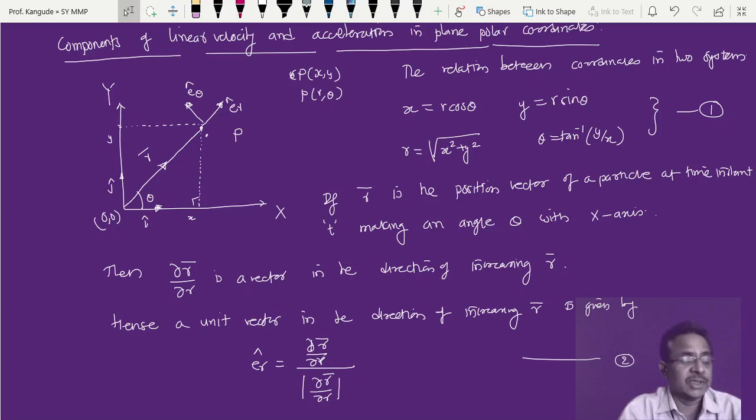Next to this are other things, which is again a lengthy derivation that will be done in the next lecture. So today we'll stop here.